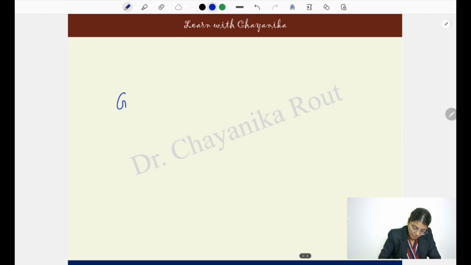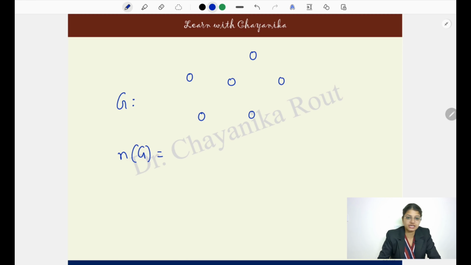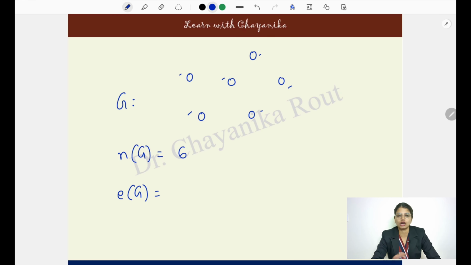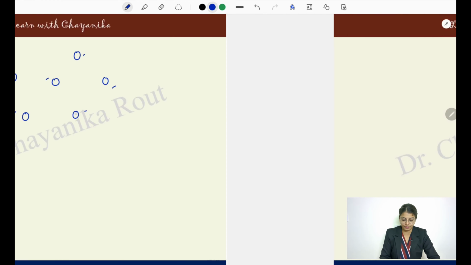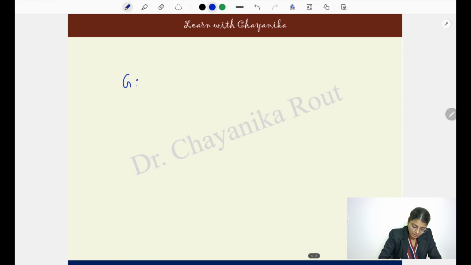Let's see another example. Suppose we have a graph which has only vertices and no edge. So what will be the order of the graph? As many vertices as you have: 1, 2, 3, 4, 5, 6 vertices are there, so the order of the graph is 6. And what about the size of the graph? The graph does not contain any edge, so the number of edges is 0. So the size of the graph is 0. Next, let's see a pseudograph, for example.